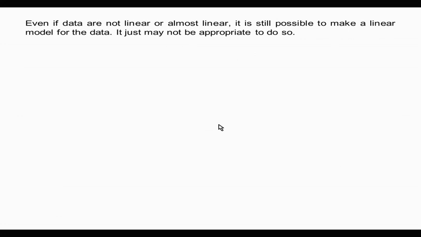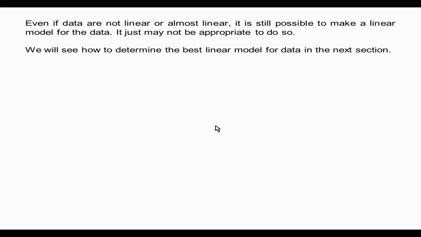Now in the next section, we will look at how to do that in a little more detail, and also how to figure out the best line even if the data is not linear, but only almost linear, and even if the data is not linear at all. So that's reserved for the next section. That's the end of section 3.3.